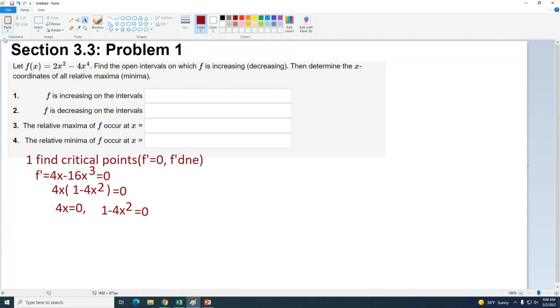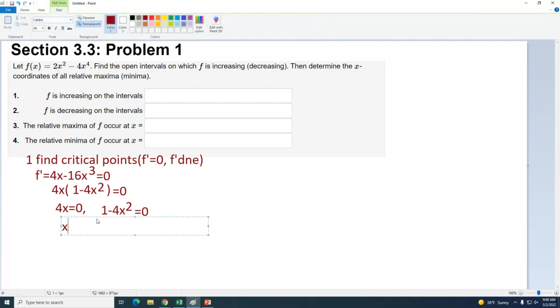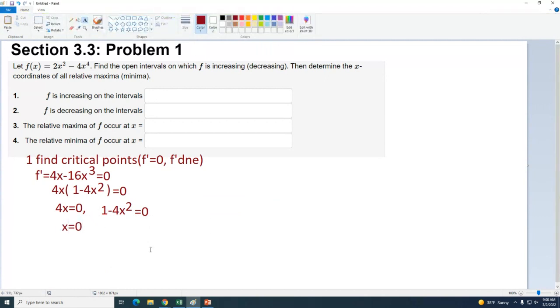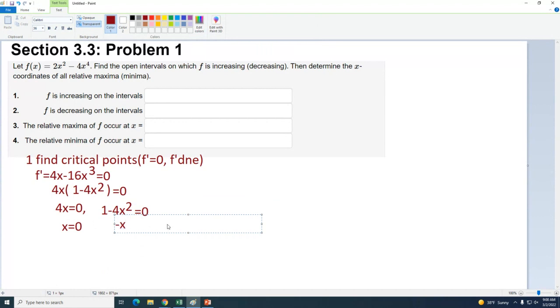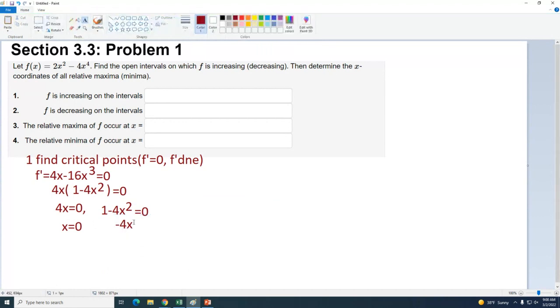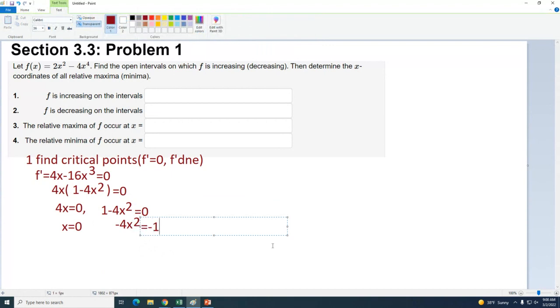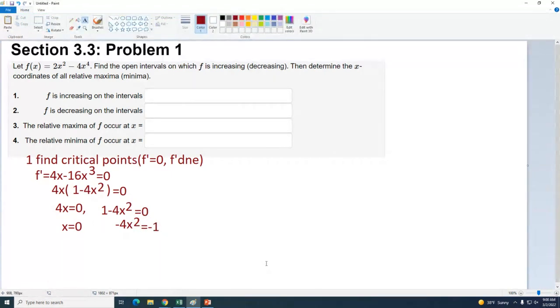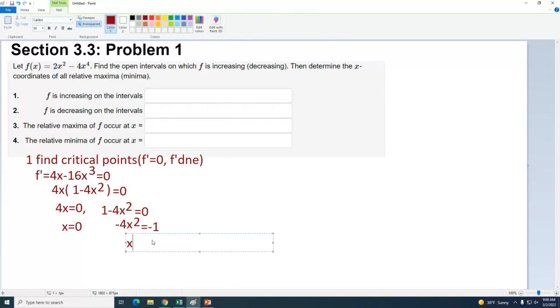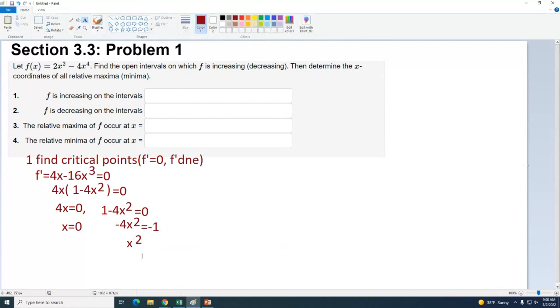So for the first one, the solution is x equal to 0. Now, for this equation, what was the solution? How do we solve it? We subtract the 1 and divide both sides by negative 4. Then x squared will be by itself: x squared equal to 1/4.